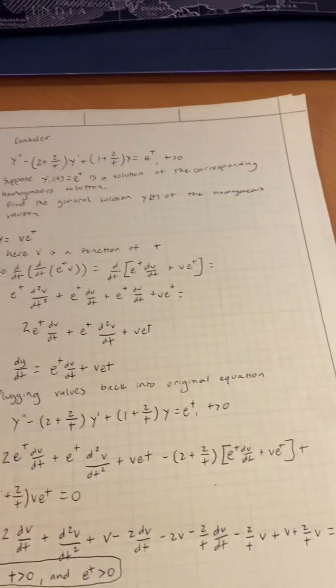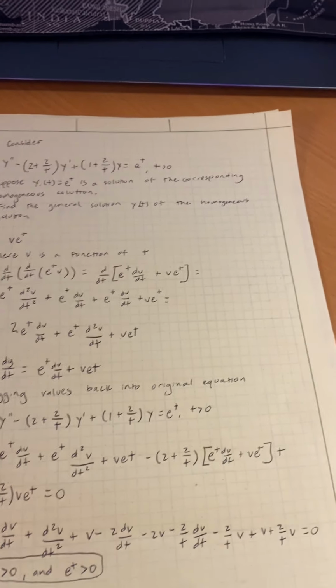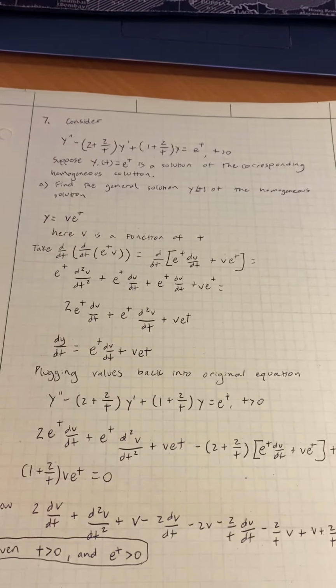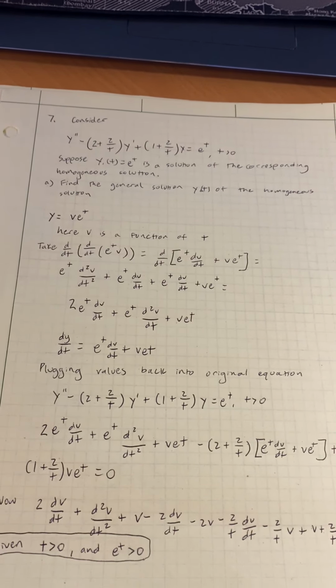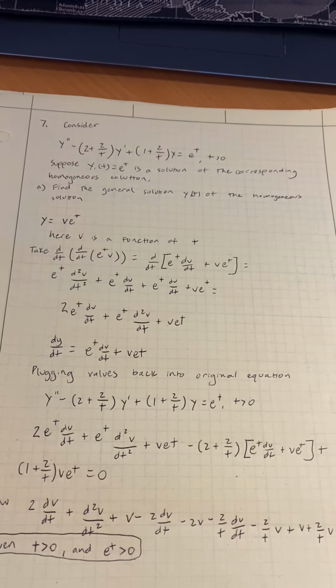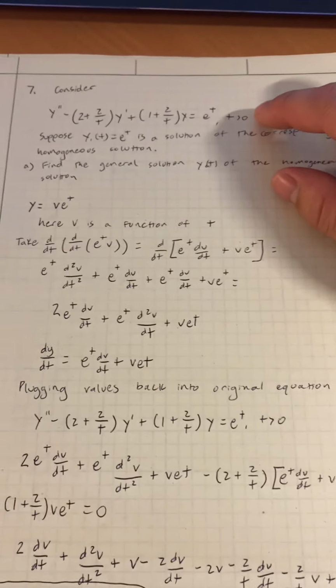Hey guys, I'm going to walk you through how to do number 7 here on the group assessment. So we're given the problem y double prime minus (2 plus 2 over t) y prime plus (1 plus 2 over t) y equals e to the t, where t is greater than 0.